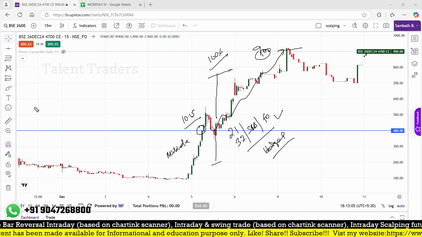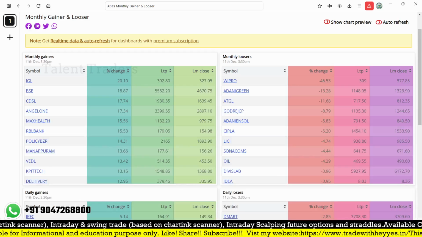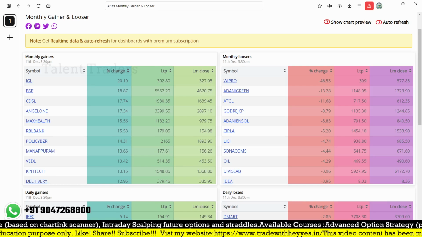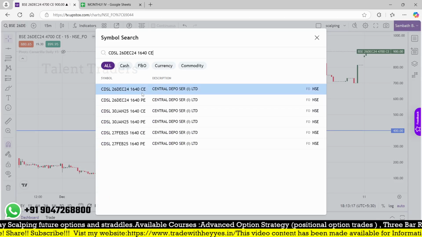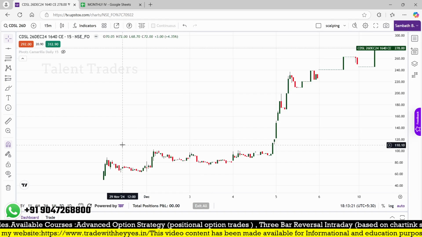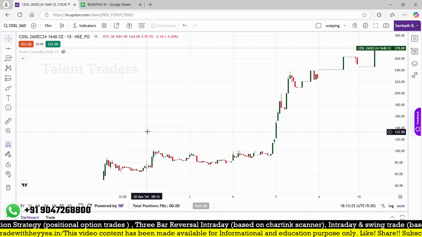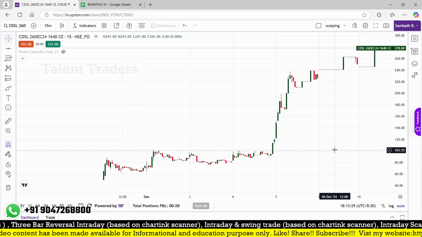So how do I pick the stock and how do I pick the strike price, everything, is with this sheet and based on the concept. And CDSL is one more stock, 1640. Let me check whether CDSL 1640, the second strike price, gives an opportunity for my trading concepts. It should be another 140 rupees is the breakout point.